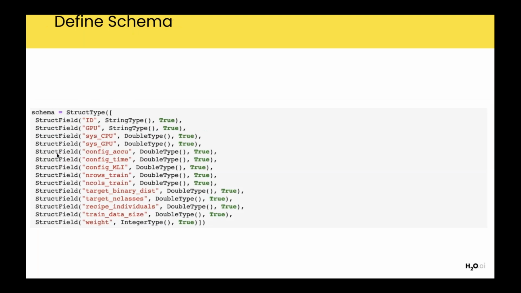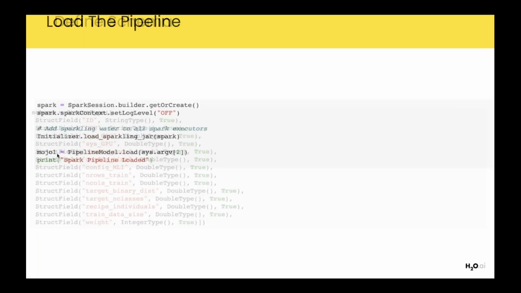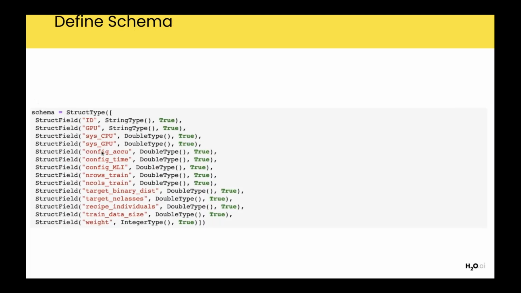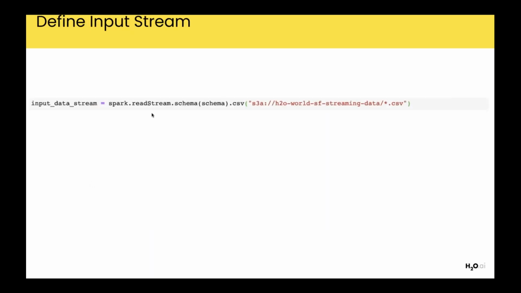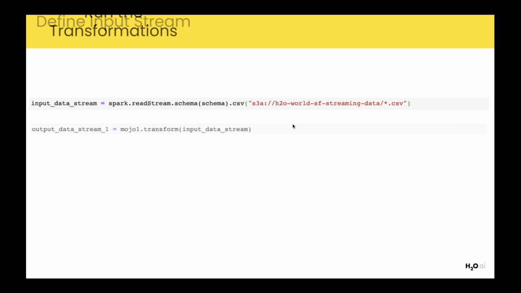So how do we use that MOJO which we loaded in the previous slide for scoring? We need a schema. So we define the schema of the data set, and then we read the data by calling Spark read stream schema, and then we pass in the schema and the original data set that we want to score. And now we use the MOJO which we created in the previous slide. We loaded it in memory, and we call that MOJO and do a transform on it, and we pass in the input data stream which we just read in the previous step.